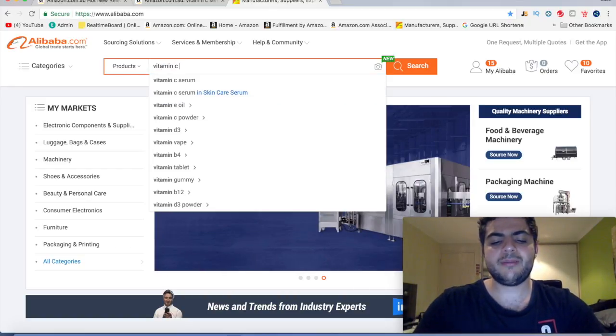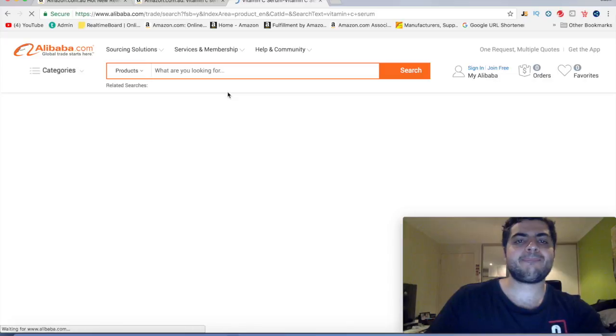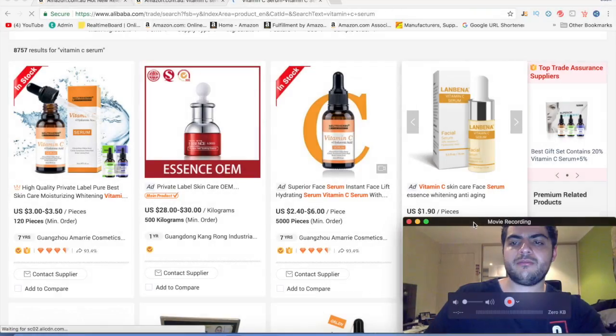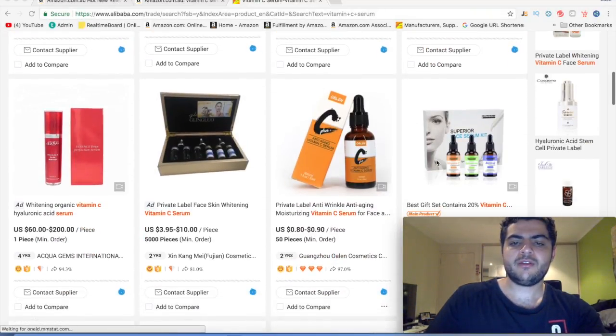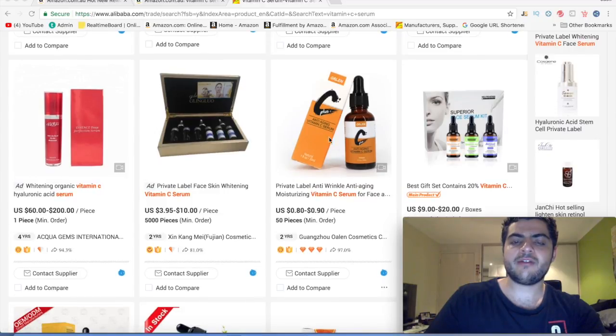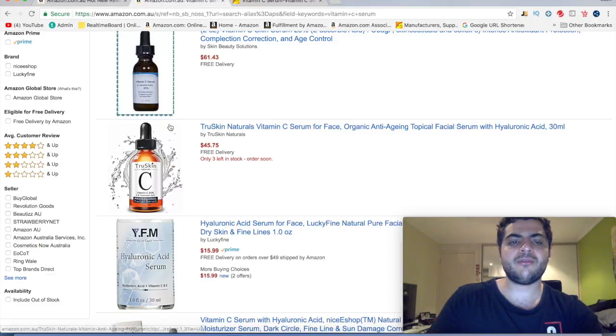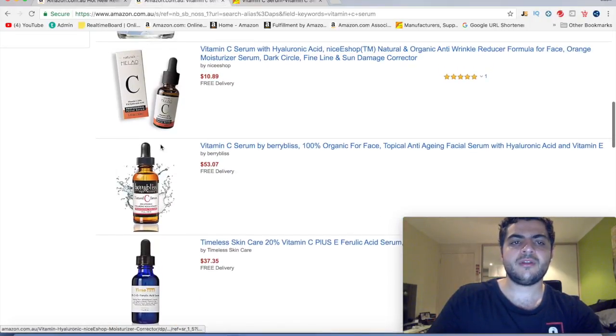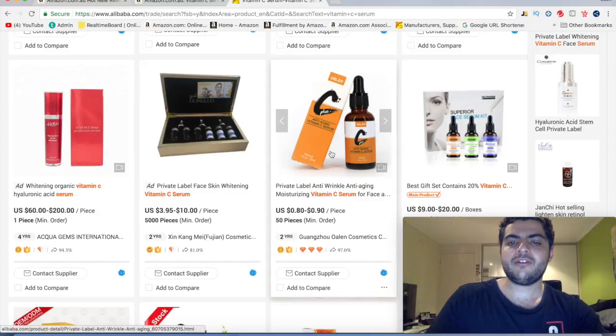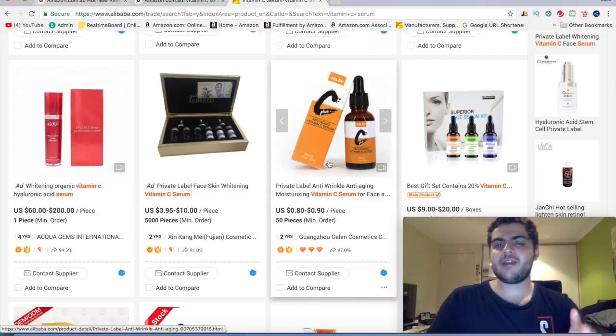and you just want to look at vitamin C serum. There we go. Okay, so you could look at something like this, very cheap, 80 cents to 90 cents a piece, and it's only 50 pieces, similar to the one we saw down here. Very similar. So let's just say worst case scenario, it'll be $1.25, and that's for doing your packaging, UPC code, and your logo. So $1.25 a piece.